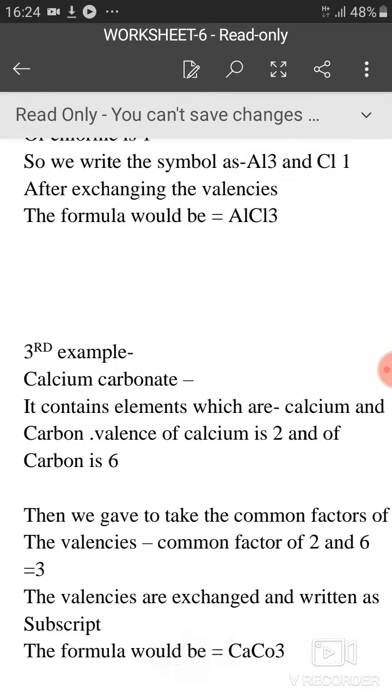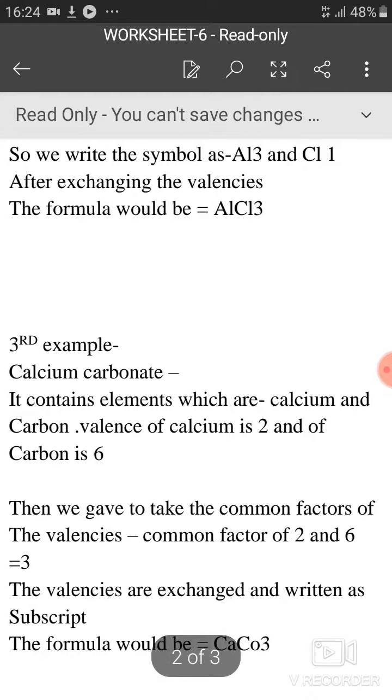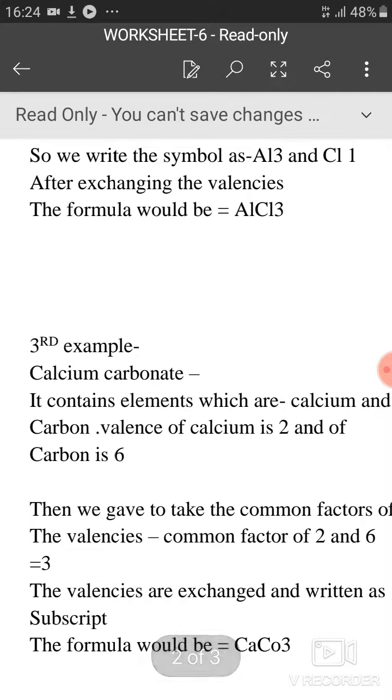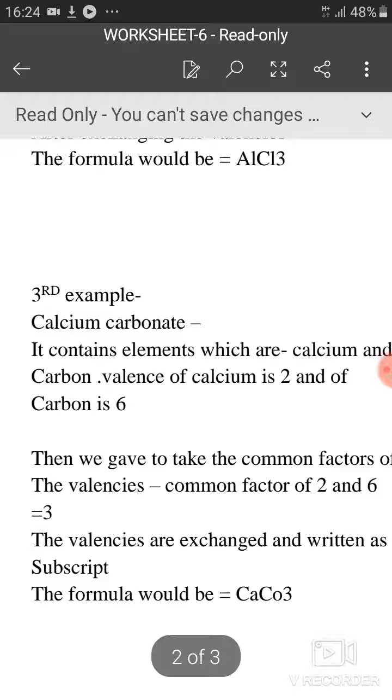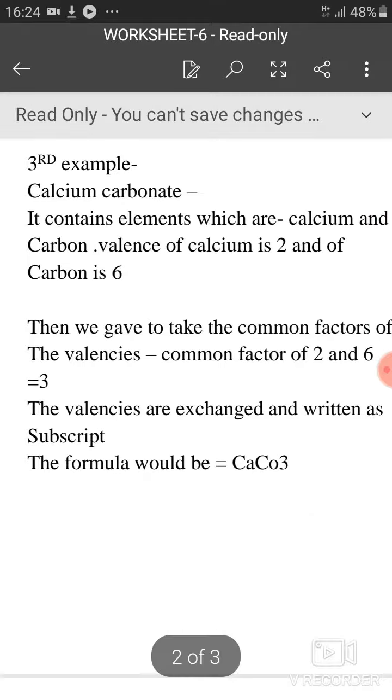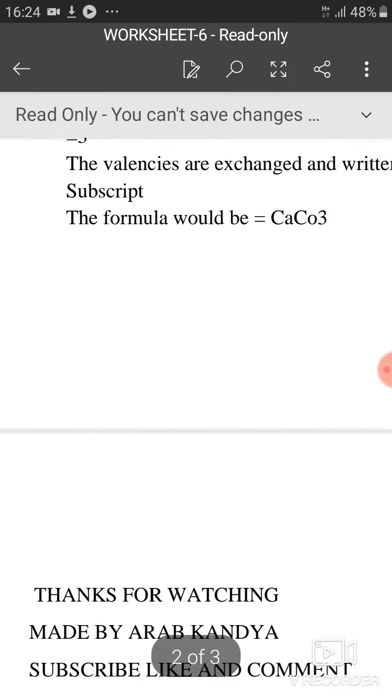So the valencies are exchanged and we have to write them as subscripts. After writing them as subscripts, we'll get the formula as CaCO3. Ca means calcium and C and O mean carbon and oxygen. So hope you have understood how to form a chemical equation.